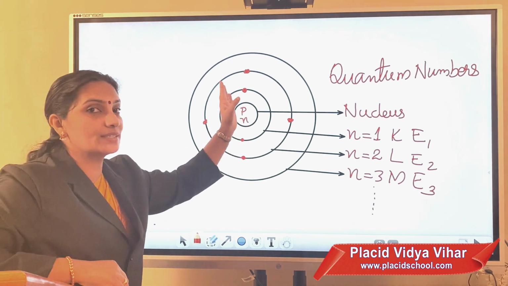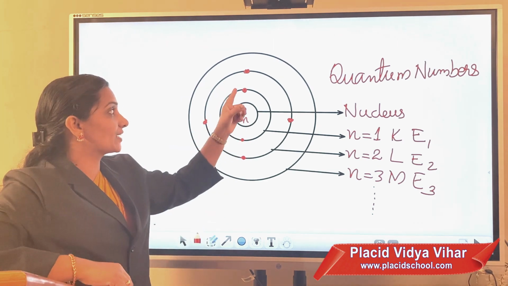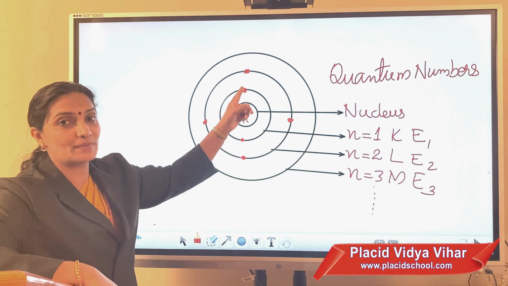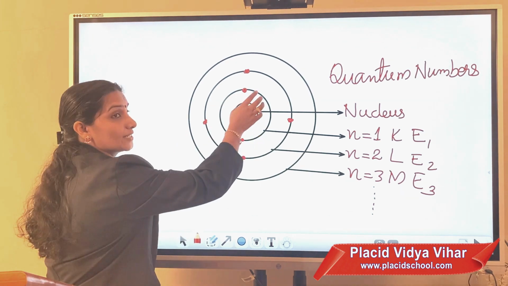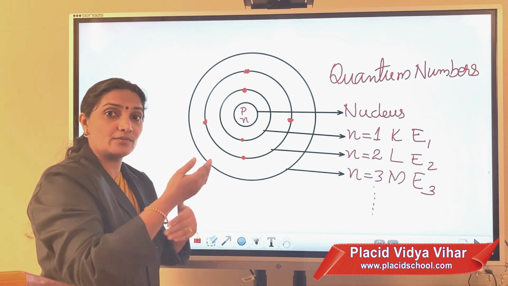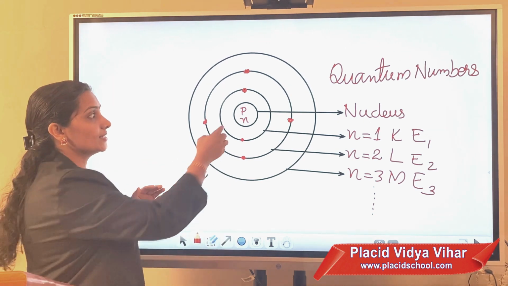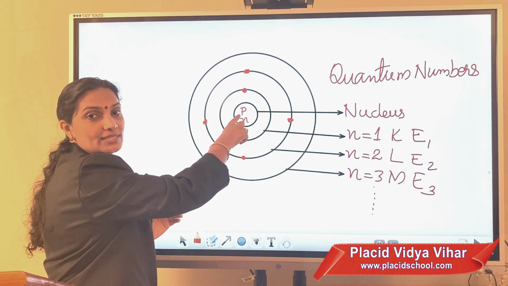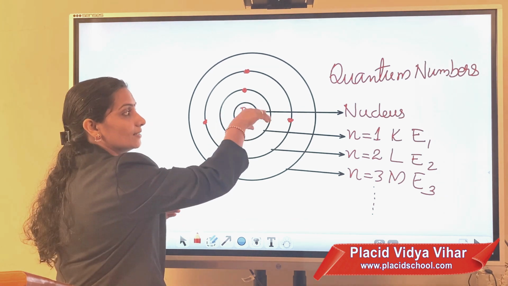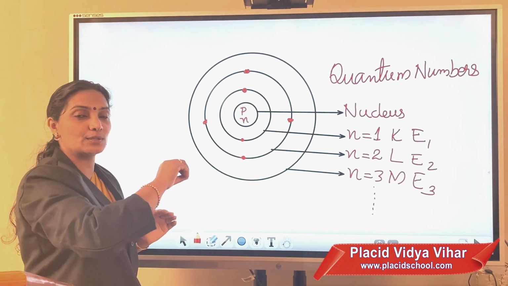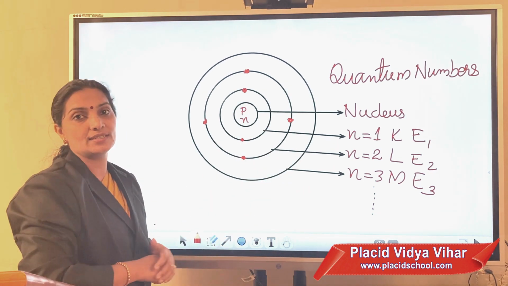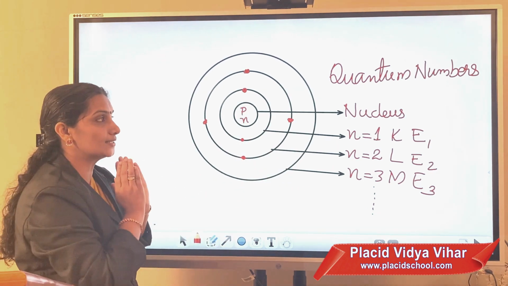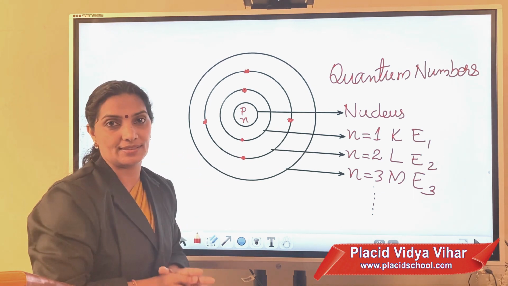Electrons are rotating around the nucleus. Suppose we are considering an electron present in the K shell. This electron is rotating around. It is not static. It is always in movement. It is rotating around the nucleus. During this rotation, this electron never gives up energy or gains energy. It can continue in the same shell.